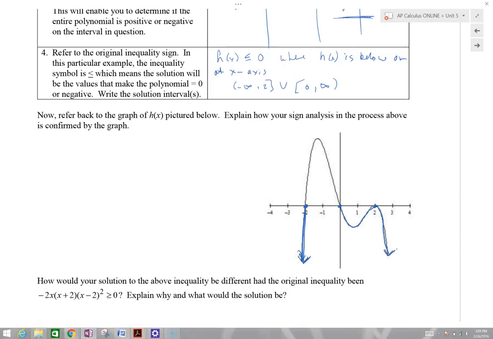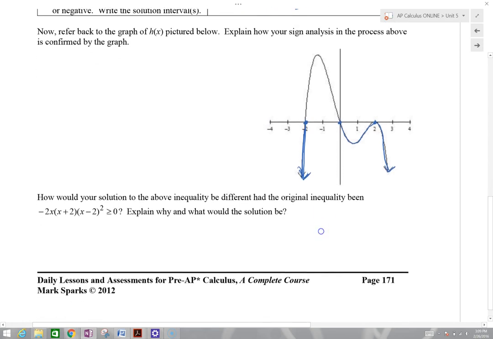It just comes up and becomes tangent to the x-axis and then turns right back around. So this is a good question here. How would the solution to your inequality that we just did be different if the original inequality had a 2 in front of it? I'm going to let you think about that and explain this, and then if you need to, we can talk about it in class.